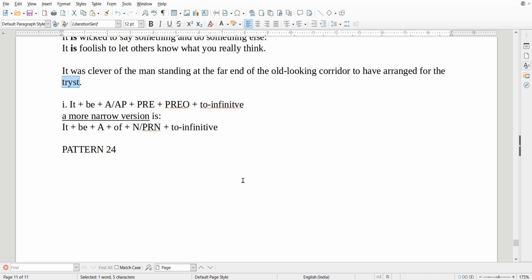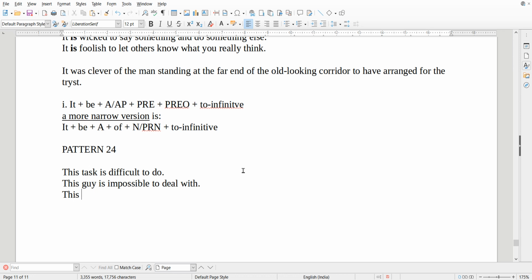Anyway, the next structure: to-infinitive after easy, difficult, hard, impossible. Again, the structure is the same. So I would conflate them, but since they've given this separately, okay, sorry, this is a different structure. I beg your pardon. For example, this task is difficult to do. This guy is impossible to deal with. So it's impossible to deal with this guy.